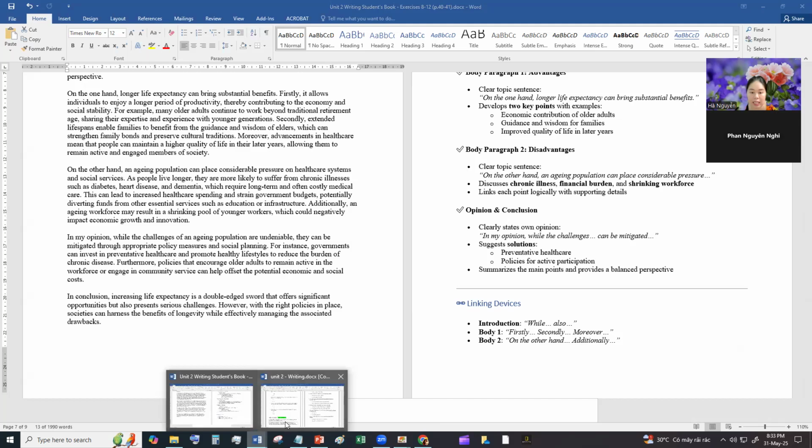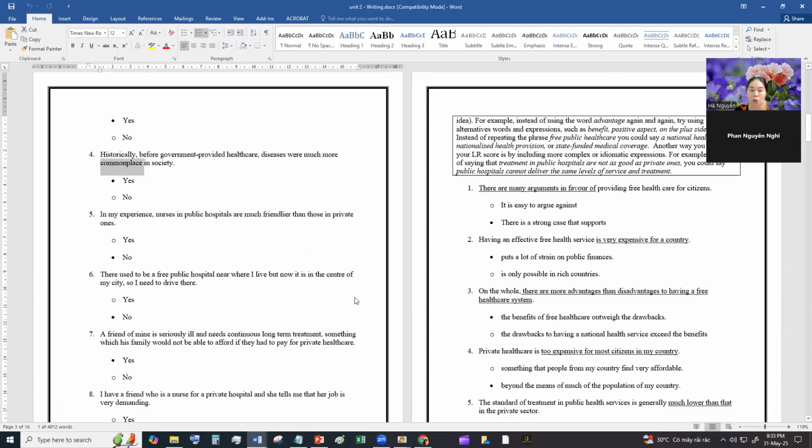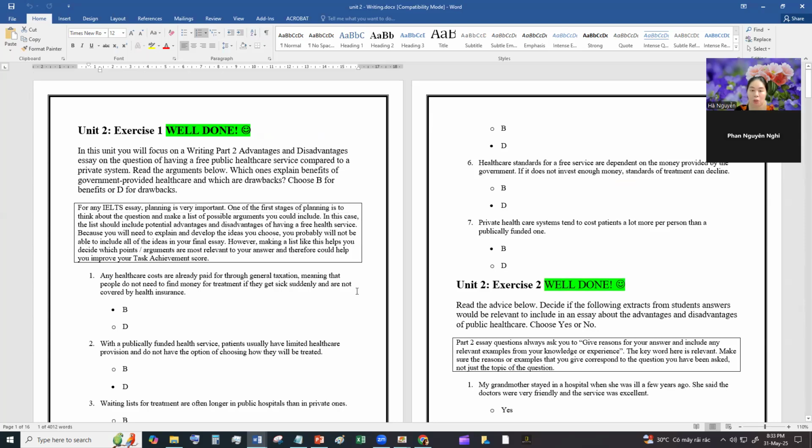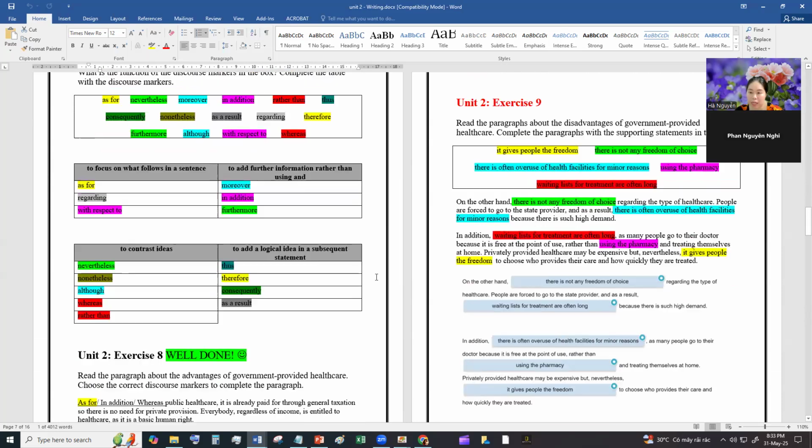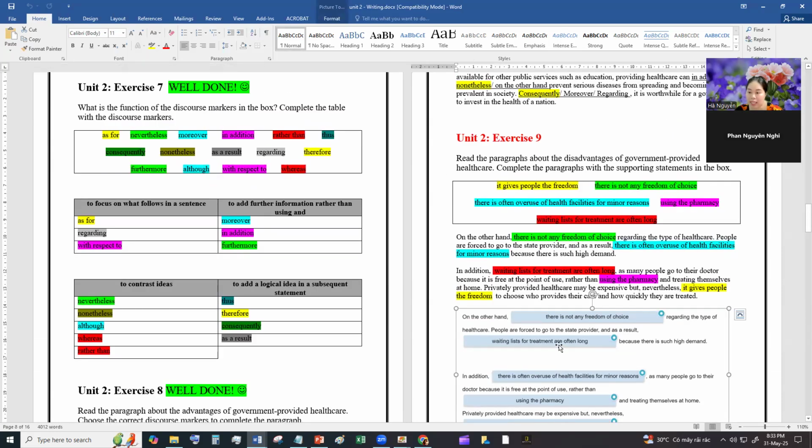The rest is in the writing skills module. So you did, once again, really well with the exercises. Just notice a bit for exercise 9. As a result, waiting lists for treatment are often long because there is such high demand. And in addition, there's often overuse of health facilities for minor reasons, as many people go to the doctor because it is free at the point of use. So these two are a bit similar, right? So you just need to pay attention a little bit. So that's for exercise 9.